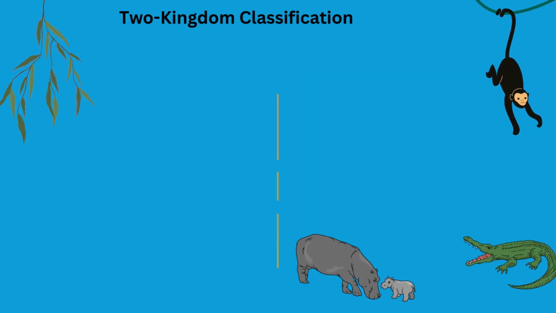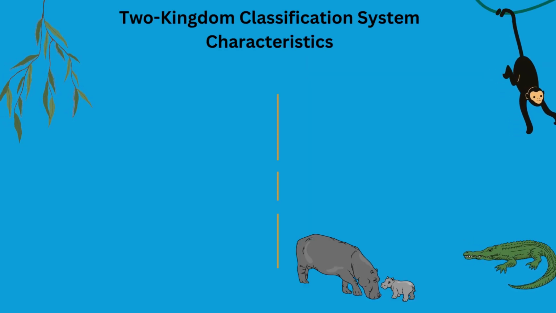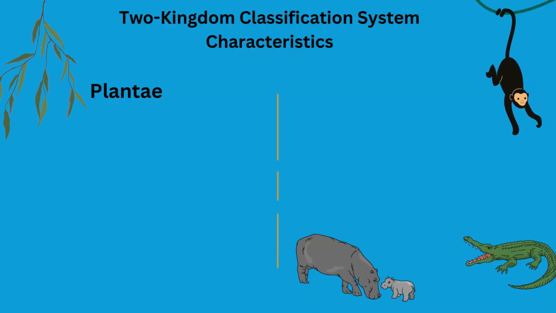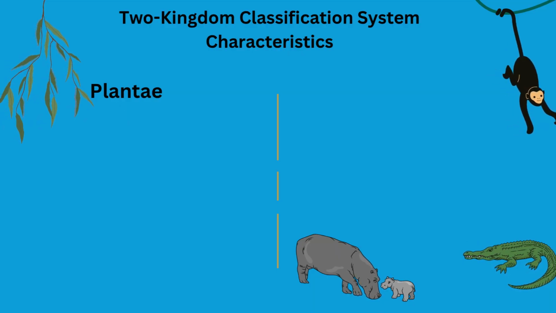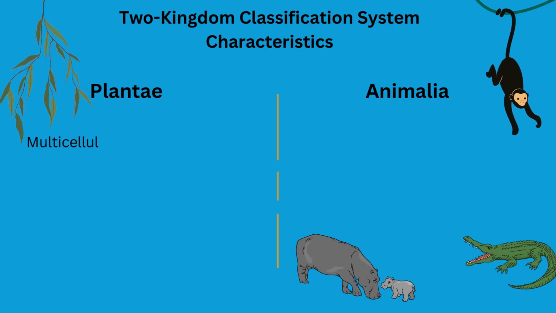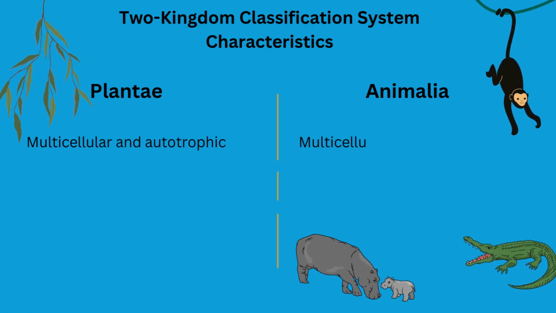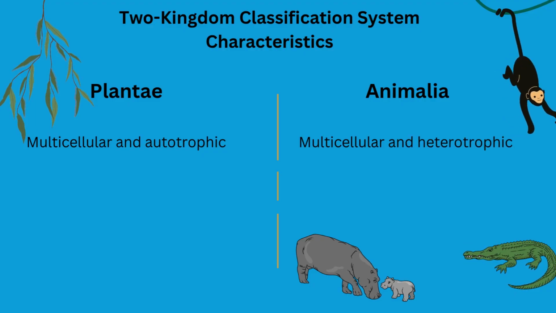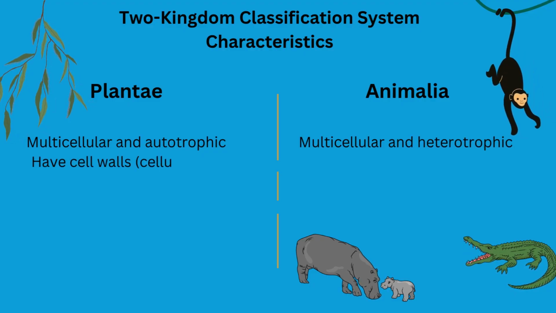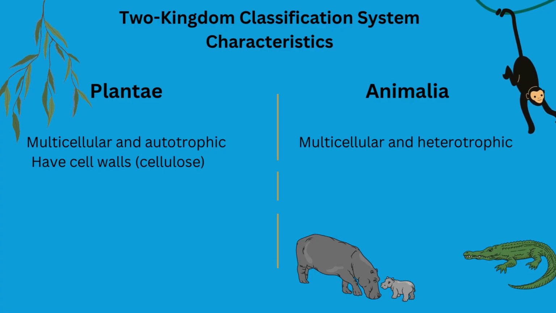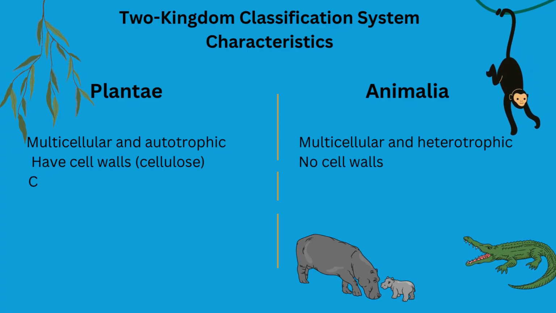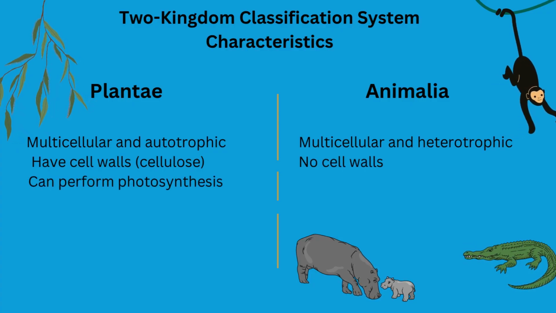So, in the two-kingdom classification system, the characteristics of kingdom Plantae are that they are multicellular and autotrophic, having cell walls made up of cellulose, and they can perform photosynthesis. They are mostly stationary, meaning they are non-motile, and growth is indefinite.